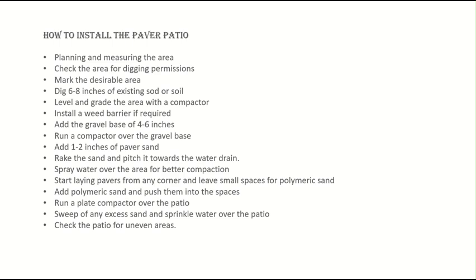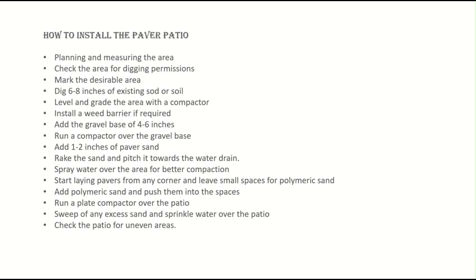We have to add 4 to 6 inches, and then run a compactor over the gravel base. We can use a metal compactor if you want. That's not going to be a problem. As soon as the compaction is done, we add 1 to 2 inches of paver sand, pitch it again, and level it towards the water drain, to prevent water collection on the patio. Next, rake the sand, pitch it towards the water drain, and spray water over the area for better compaction. Why? Water helps settle down the sand and the soil a bit better, as we all know.